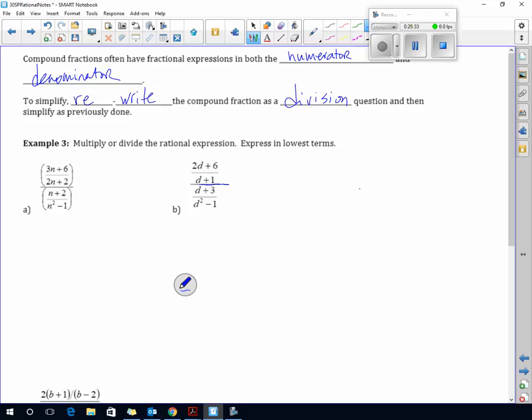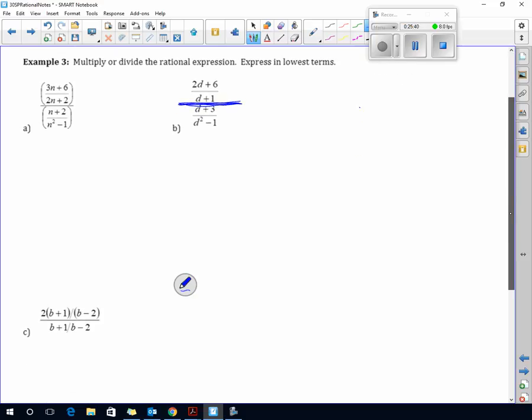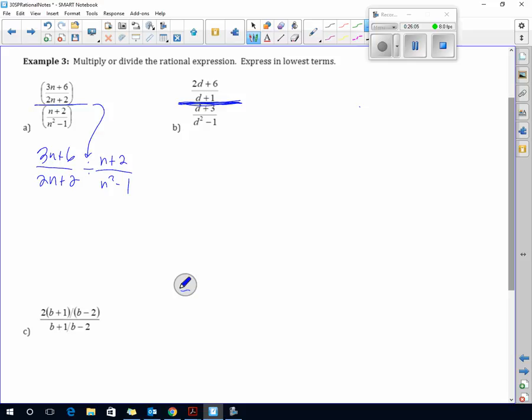So the first step is to rewrite it as a division sign. So you have 3n plus 6 over 2n plus 2 divided by n plus 2 over n squared minus 1. Does everybody see that's the exact same question? I just wrote a division sign instead of this. That's all that happened, right? Now I'm going to kiss and flip. Yes? 3n plus 6 over 2n plus 2 times n squared minus 1 over n plus 2. Very good.